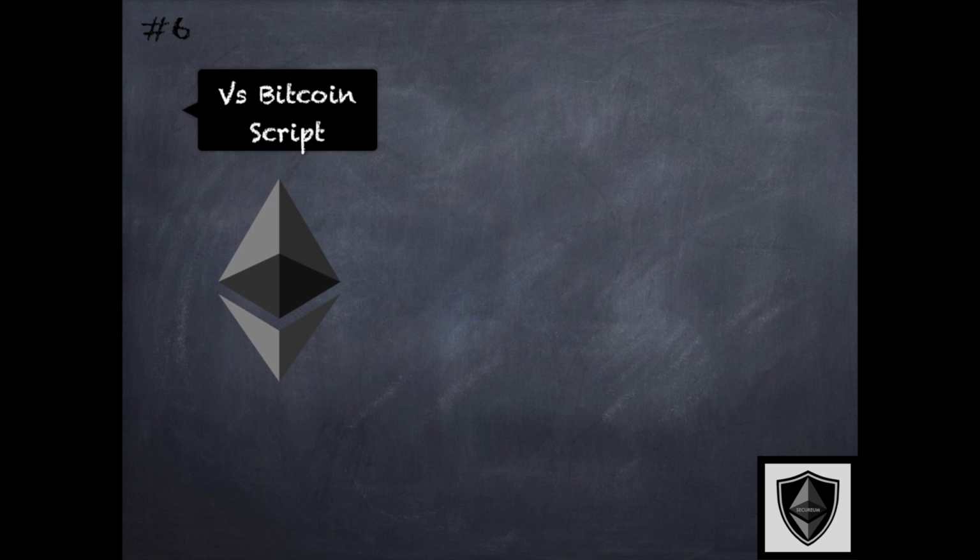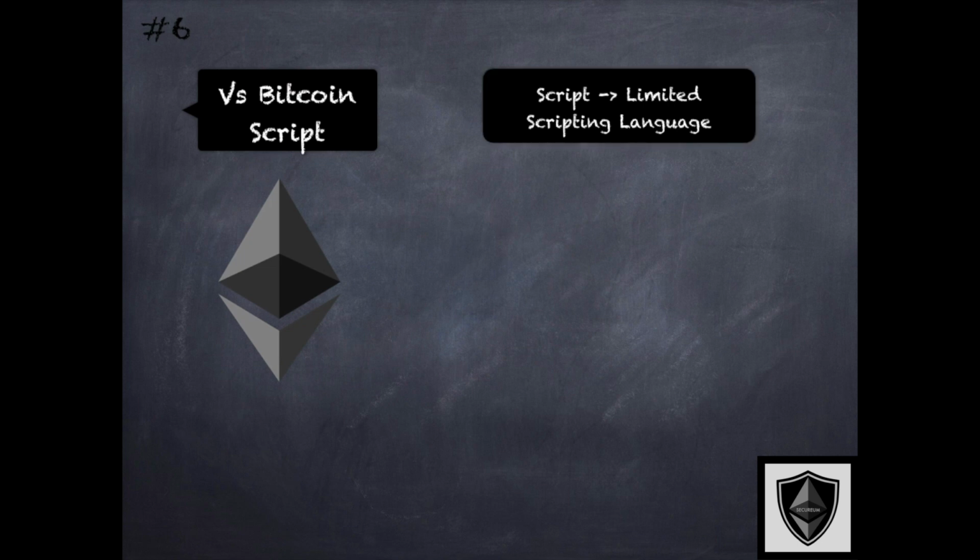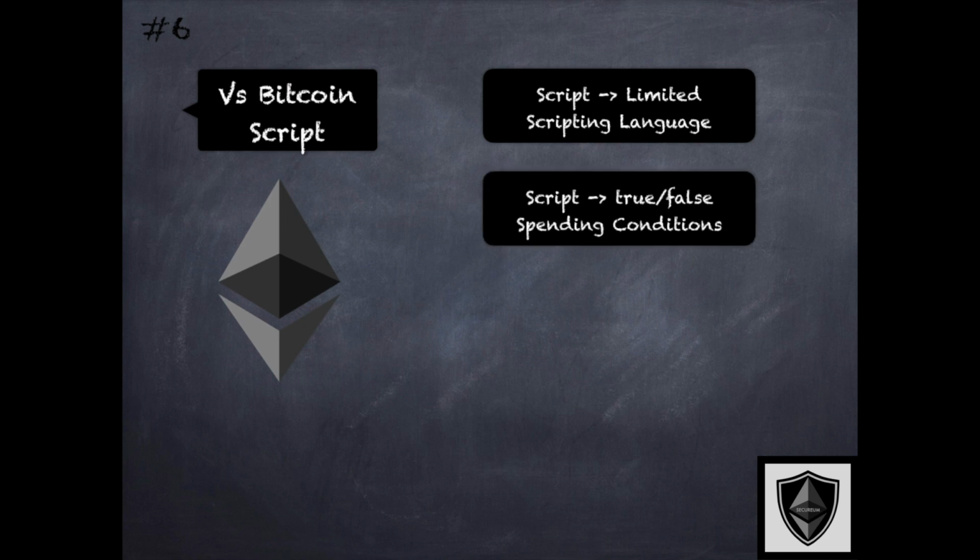So how does Ethereum, and specifically the programming language in Ethereum, compare to what's available on Bitcoin? Bitcoin has what is known as Bitcoin Script. It is a scripting language. It's intentionally, by design, limited. Script really allows evaluation of spending conditions that evaluate to true or false, and that's really what is required for Bitcoin and what it's supposed to do.